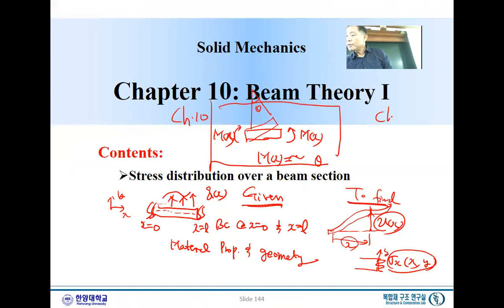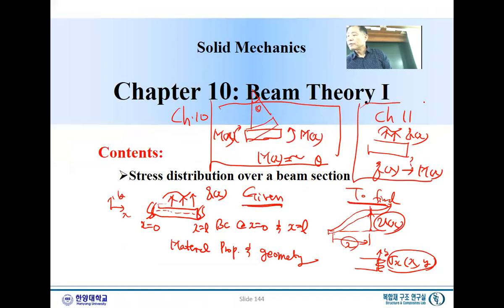Now, in chapter 11, we want a relation between Qx and moment M(x). What is this relation? That is all about chapter 11. There is one missing part, which was covered in chapter 11, that theta, okay, this is theta.